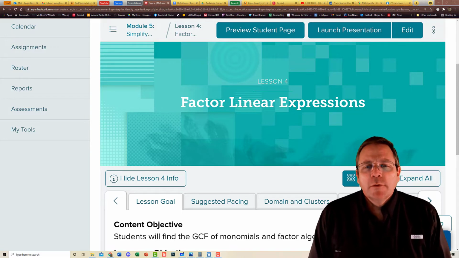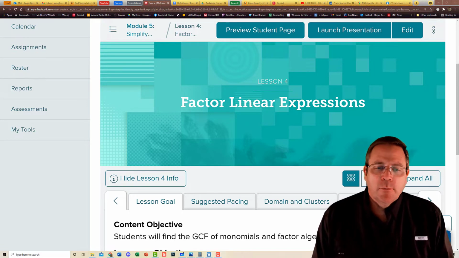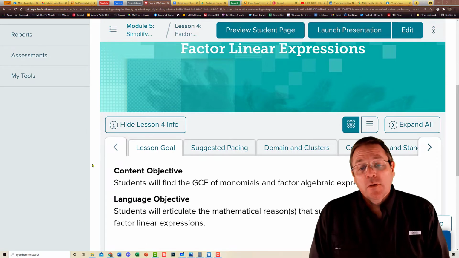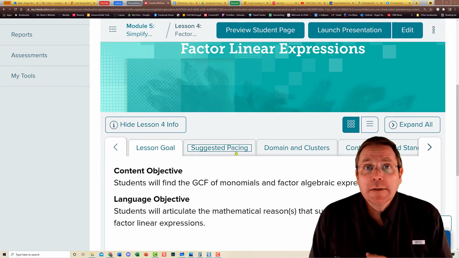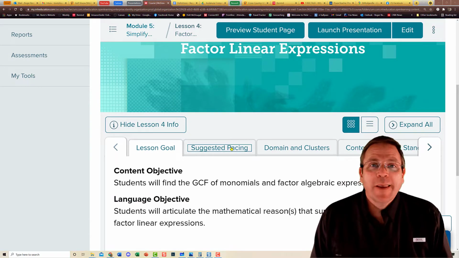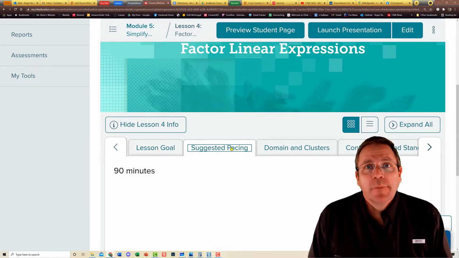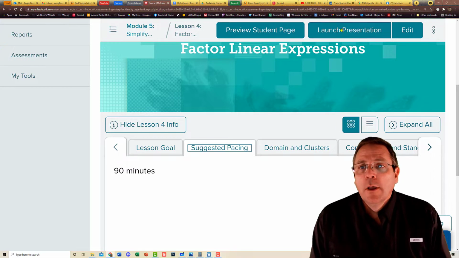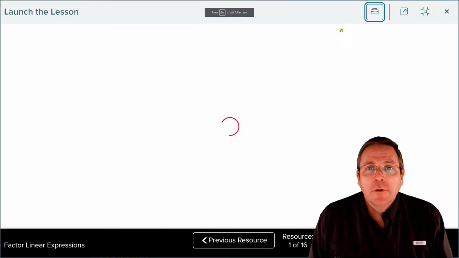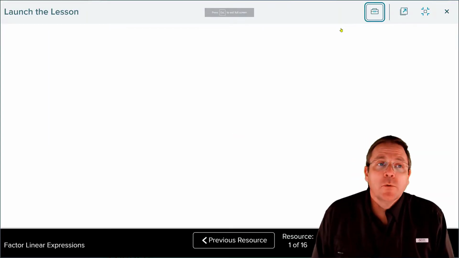Module 5, Lesson 4 is Factor Linear Expressions. The content objective says students will find the greatest common factor of the monomials and factor the algebraic expressions, and the suggested pacing says this one is going to take us a little while. Might as well get started, because the sooner we get started, the sooner we're going to get finished.